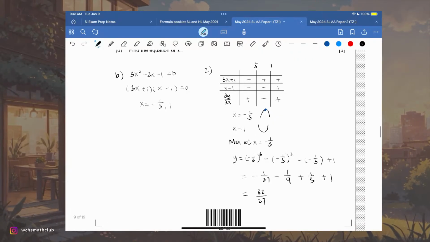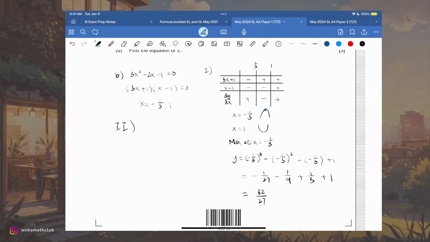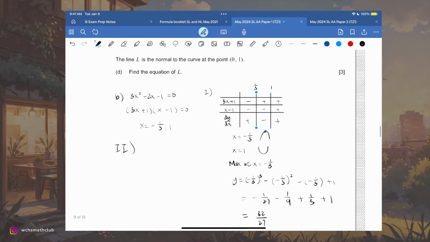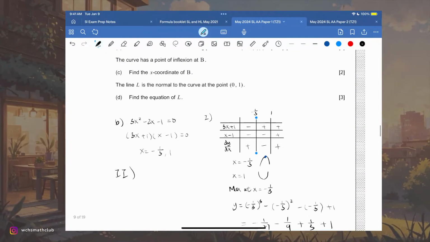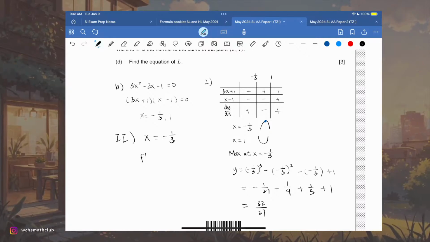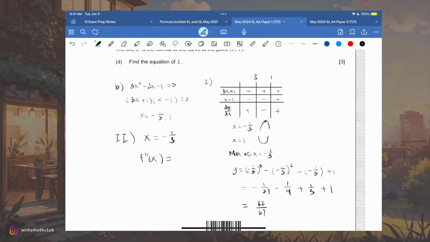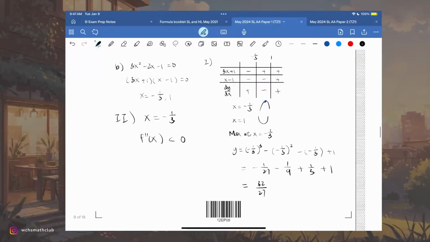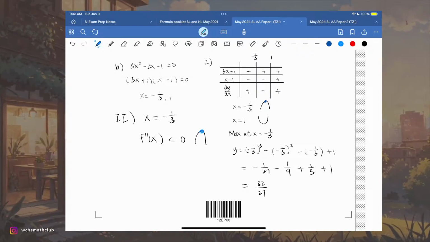Okay, and in option 2, to find the local maximum we can use the second derivative test. What you can do here is basically find the value of the second derivative at these 2 points. So at x equals -1/3, f double prime of x would be smaller than 0, which means this entire thing is concaving down, which thus proves that there is a local maximum at this point A.